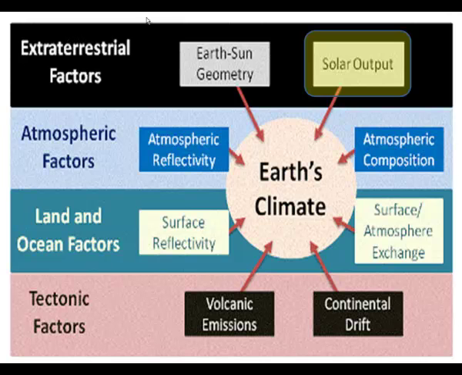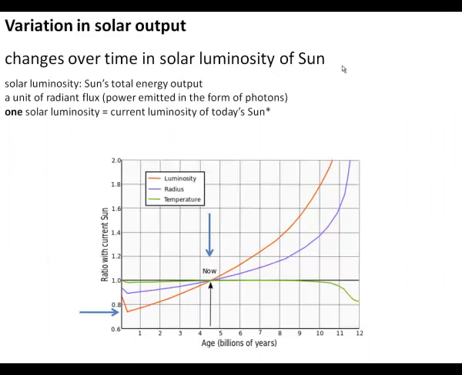So the next driver of environmental change that I want to look at is the likelihood of solar output, in other words radiation from the sun, changing over time. So what we're talking about then, of course, is changes over time in the solar luminosity of the sun. The solar luminosity is the sun's total energy output.